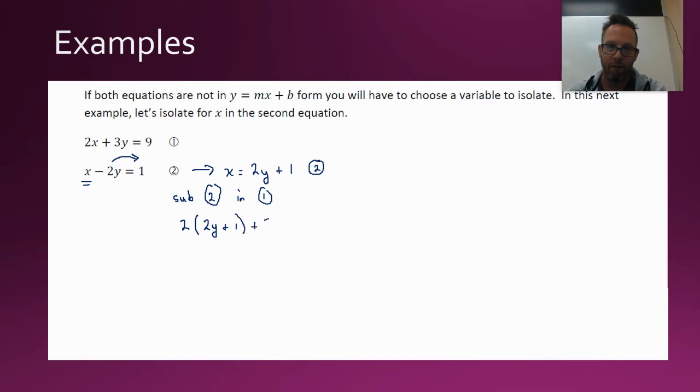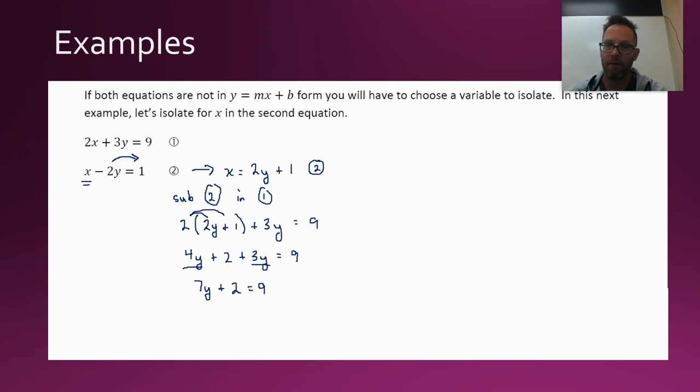We still have the plus 3y equals 9. And now in this particular problem, we're finding the y first instead of the x, which is cool. This one's not so bad. Little distributive law. 2 times 2y is 4y plus 2 plus 3y equals 9. Again, always look for collecting those like terms on the same side. 4y and 3y is 7y plus 2 equals 9.